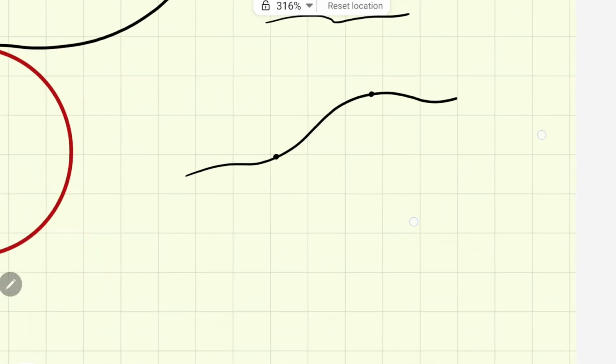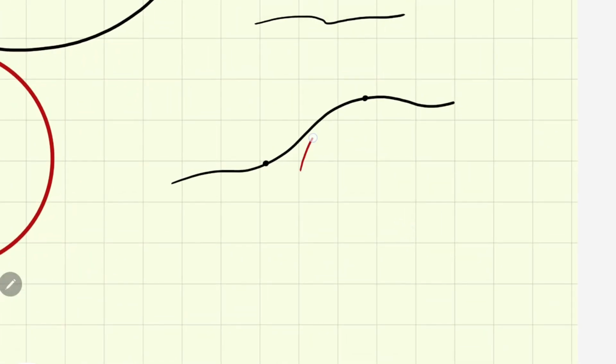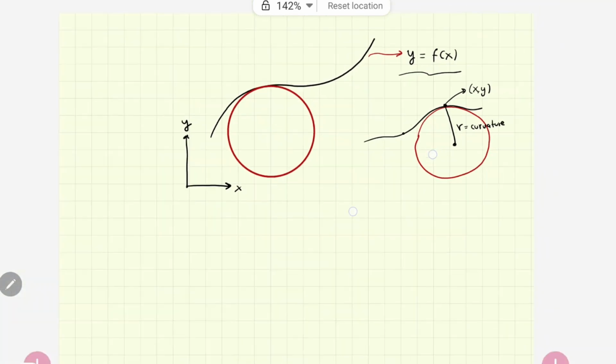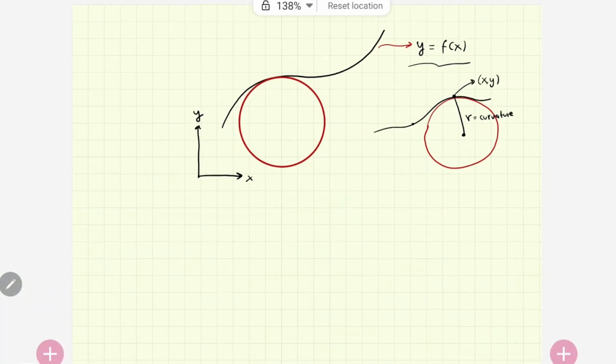For example, at this point, we can think that there is a circle that passes by the curve in this manner, maybe. And then we wonder what is the radius of that circle. So that will be like the curvature of the function at that point, right? So this will be the point x comma y, and it has a curvature associated to it. Okay, perfect. So we are wondering what is the formula to calculate that curvature for any function f of x.